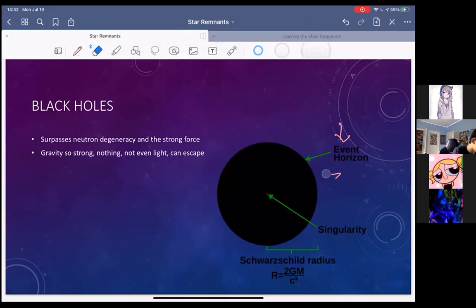That's why everything inside the event horizon is so black, because that's where light can't even escape. So that's why it's so dark. Everything around it you can still see because light can escape, but within the event horizon we don't know what happens because light can't even come out of it.